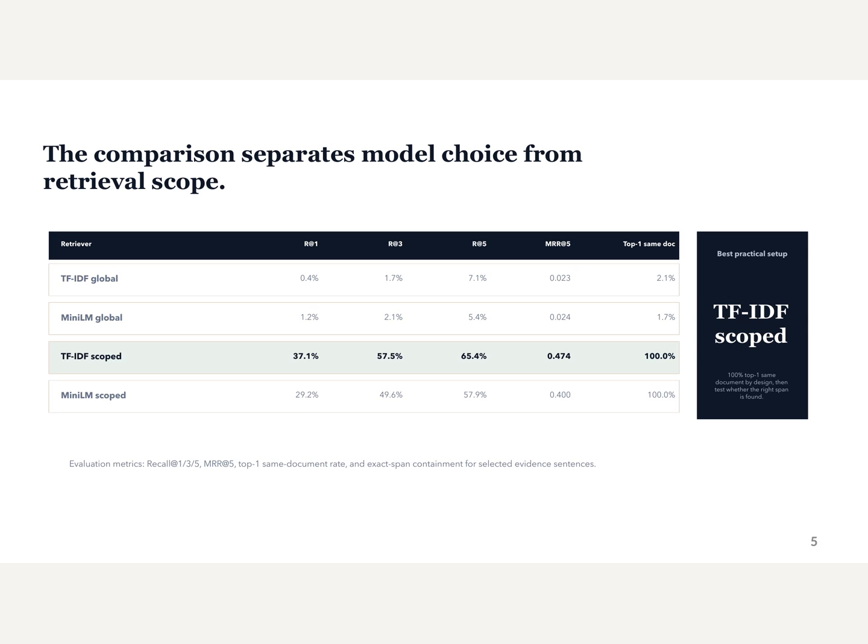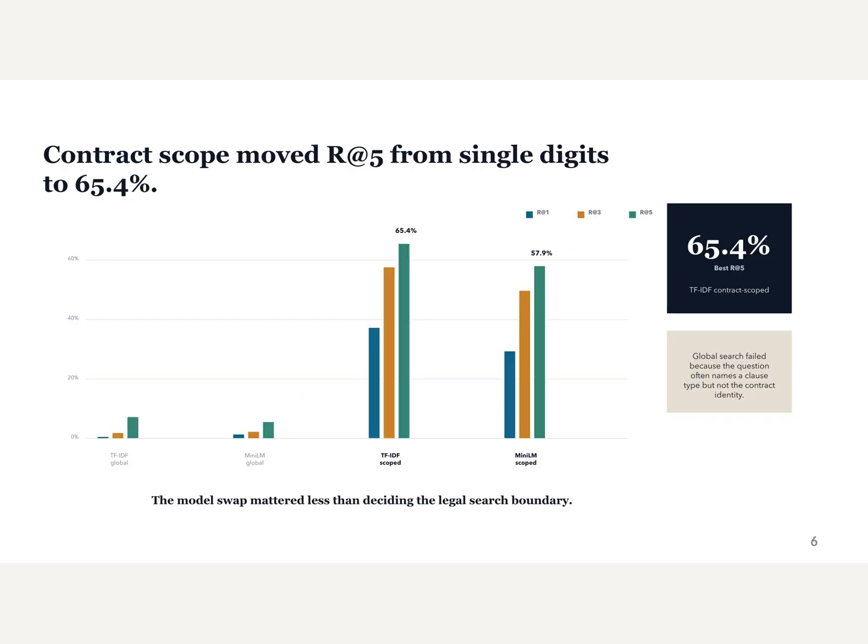Once retrieval is scoped to the correct contract, performance changes dramatically. TF-IDF scoped reaches 37.1% recall at 1 and 65.4% recall at 5. MiniLM scoped is also much better than global, reaching 57.9% recall at 5. The best practical setup in this experiment is TF-IDF with contract-scoped retrieval. The chart makes the main result easier to see.